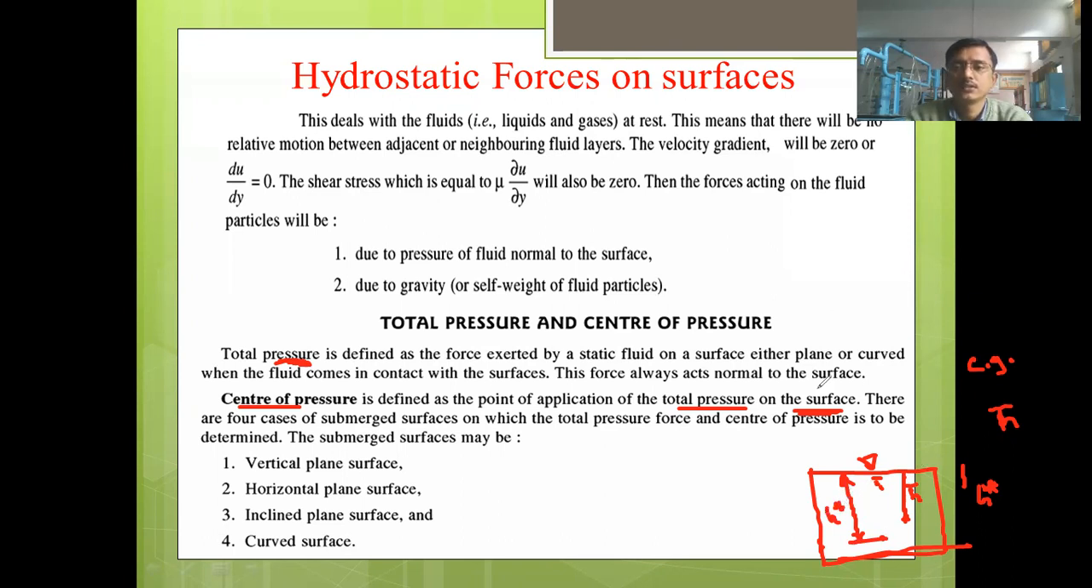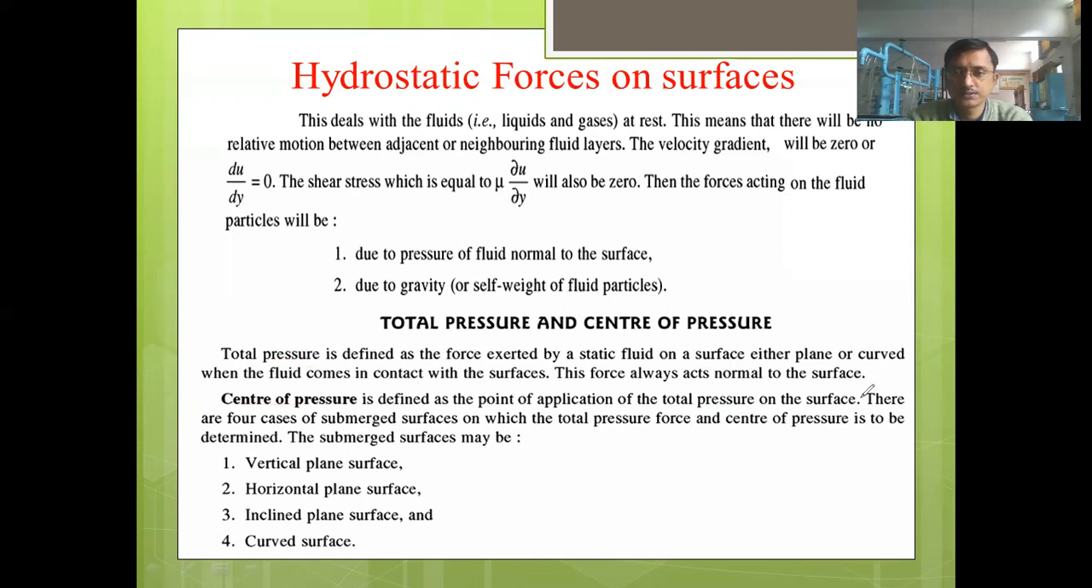So here there are 4 cases. First of all, I think you have written the definition. After that, write out these 4 cases there. There are 4 cases of submerged surface on which the total pressure force and center of pressure is to be determined. First, second, third, and fourth.